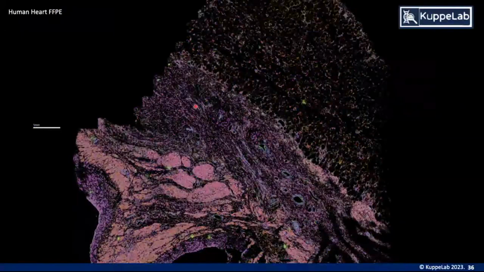Now, similar to the human kidney that I've shown you, we are now able to get FFPE information with single-cell resolution of human heart in FFPE. So this is what you see here. This is actually a transmural section, like a cross-section of a human heart. Here you see the epicardial layer. These are fat cells, and this is the endocardial layer. So this is from inside the human heart.